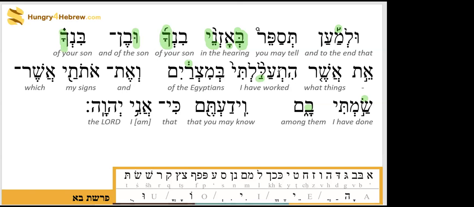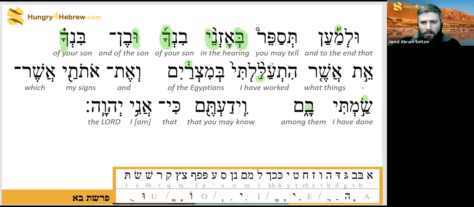Et asher hitalalti. Alal, this root right here is ein lamed lamed, but hey, we get to see both lameds. Woohoo! You don't always get to. Hitalalti. So this is something I did reflexively or with someone else reciprocally. B'mitzrayim, we saw that earlier.